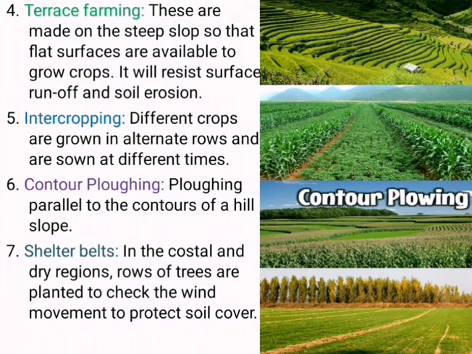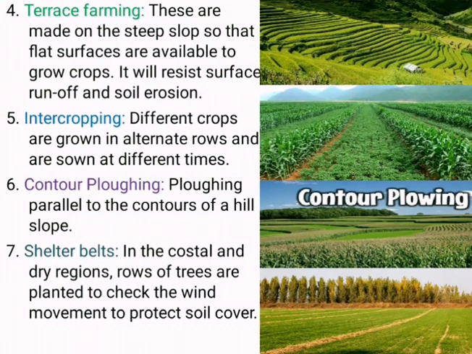The fifth one, intercropping, which means different crops are grown in alternate rows and are sown at different times, which means we are cultivating different types of crops in a row in between. Here itself we can find these crops cultivated at different times, so we can preserve the soil. It will avoid the soil erosion and allow maximum utilization of sunlight and water resources which is available in that particular area.